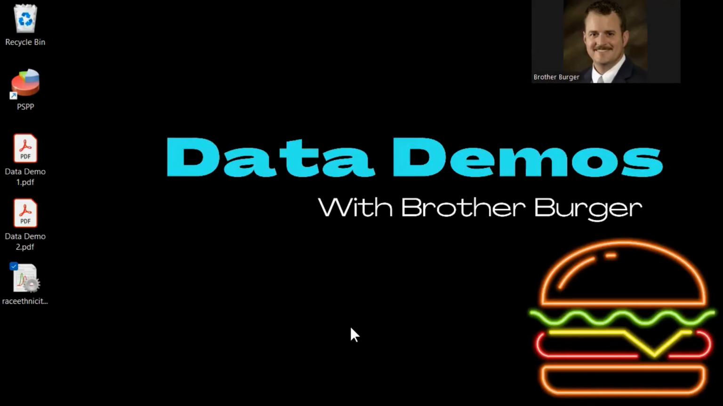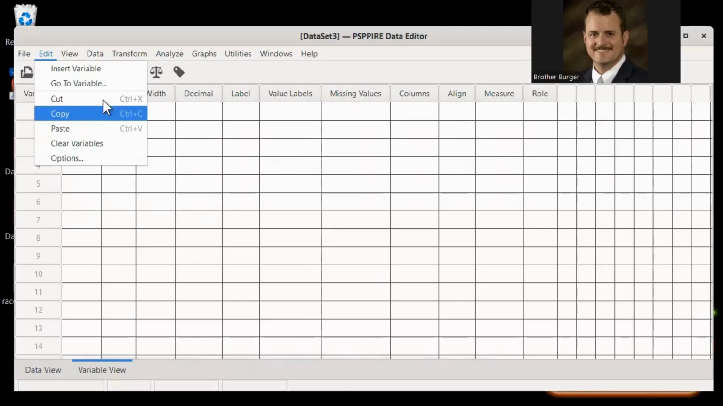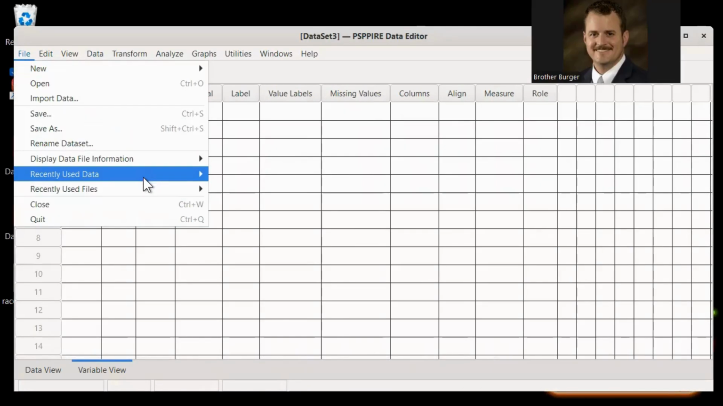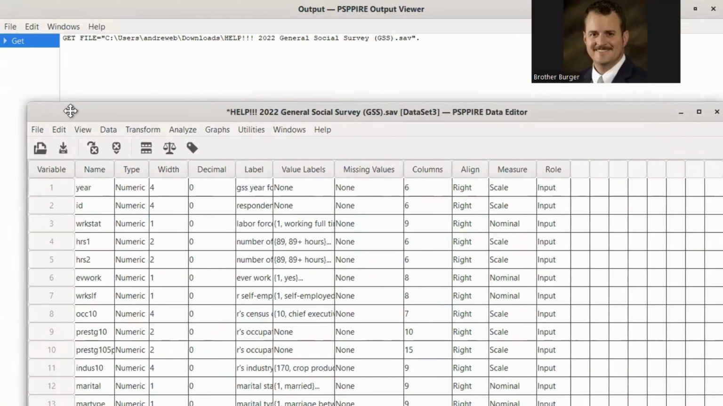Everyone, let's do another data demo. Open up your 2022 GSS. All right, so we are going to be looking at mean, median, and mode, a little bit on variation, and mostly focusing on 95% confidence intervals.